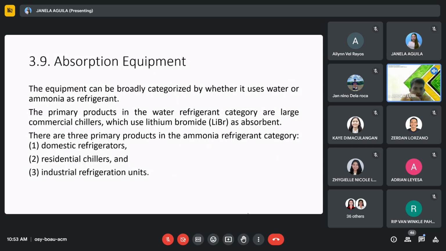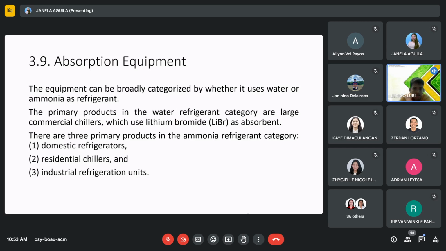Ang next naman ay ang absorption equipment. Ang mga absorption refrigerator ay mga refrigeration system na nag-ooperate on the principle of absorbing and dissolving a refrigerant gas para magkaroon ng cooling effect. Unlike traditional compressor-based refrigerator na gumagamit ng mechanical compression to cool, ang mga absorption refrigerator ay gumagamit ng heat source to drive the cooling process.